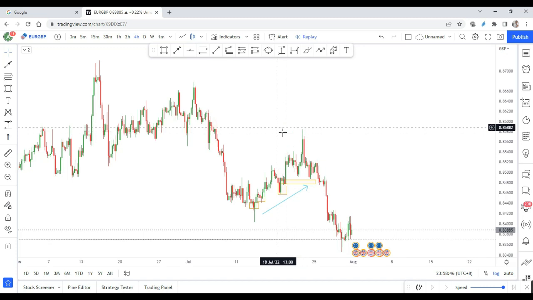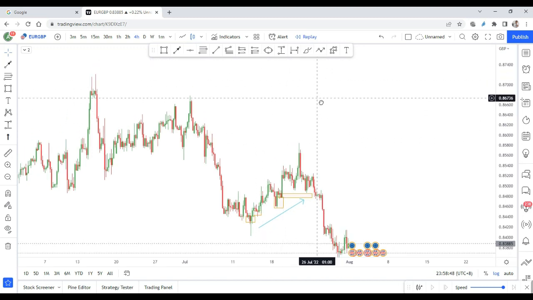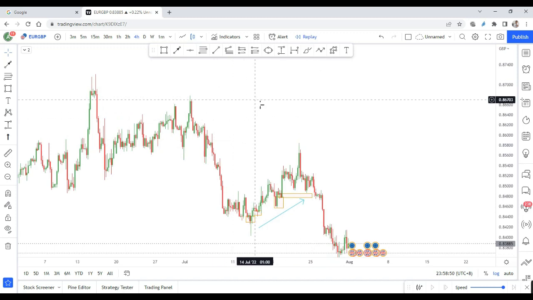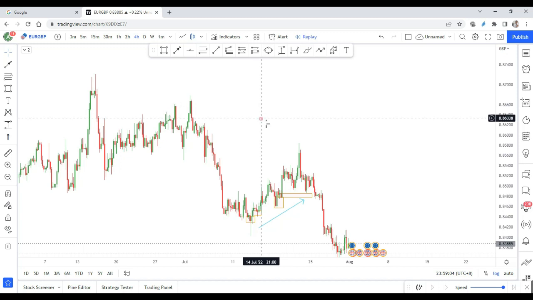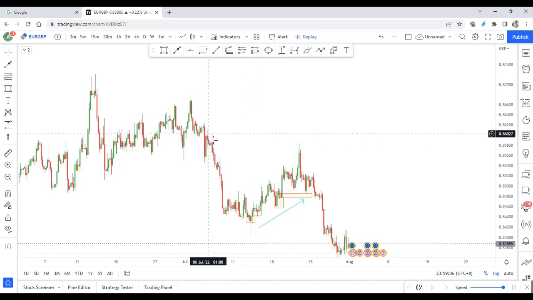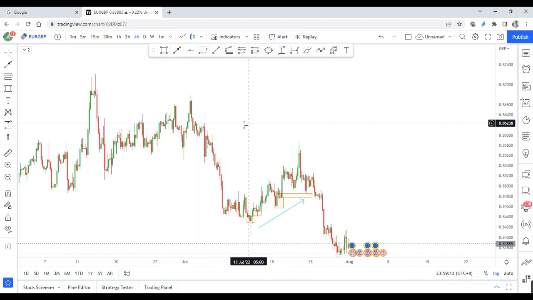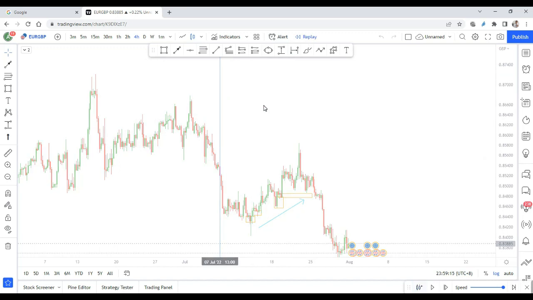So I'll be looking at QML. First of all, of course, I will be looking for some QML setup. If there's no QML, maybe QMTR. If not, maybe what we call a ruler setup. If not, maybe resistance become support, or anything out there. But this bearish engulfing pattern gives you a lot of clues, so let's focus here.